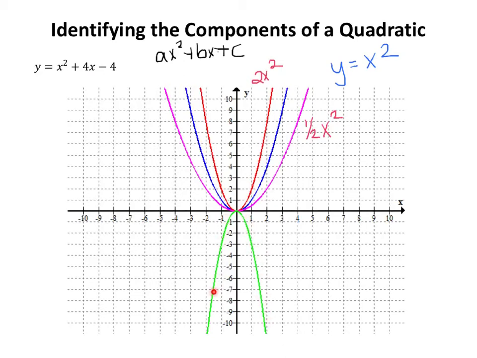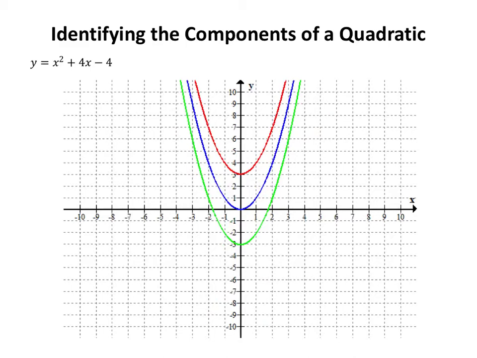This green one is y equals negative 3x squared. So negative makes it look like a sad face. A positive a makes it look like a happy face.